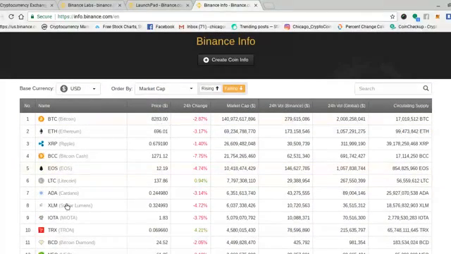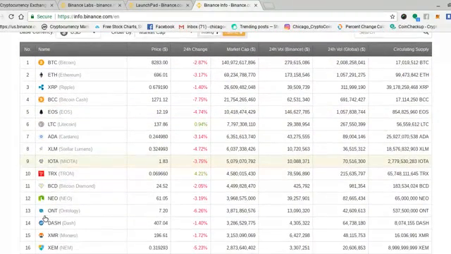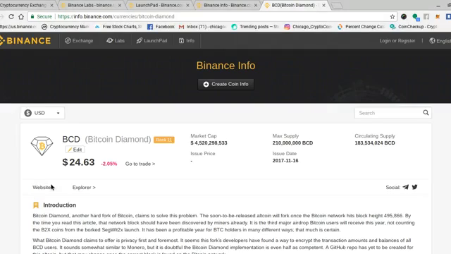Now, what's real significant about this is you can click on the different tokens and it'll give you a preview. Let's pick Bitcoin Diamond. So what you'll do is you'll click on the token and it will bring up the info on that token as it relates to Binance. So this is Bitcoin Diamond, ranked number 11 on the Binance exchange market, currently trading at $24.63. I know that's a lot different from the $4 and $5 that is trading on other exchange markets, but this is a foreign exchange market.